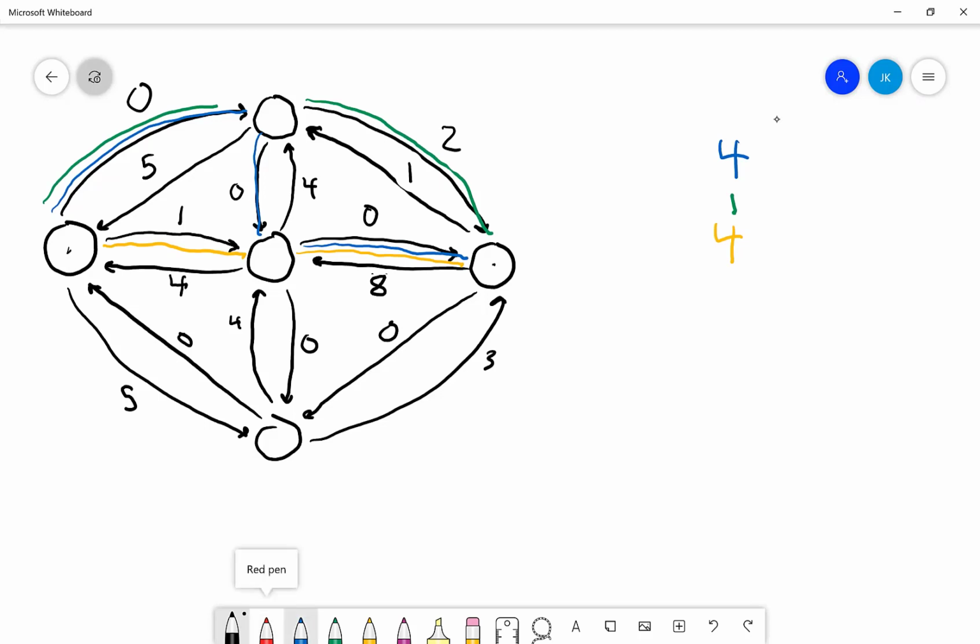Then the next route that we had was the purple route. It was following this path and this path, and this was a total of 3 units of flow. And just like before, we will reduce the amount of flow available on each one, so that 5 becomes a 2, this 3 becomes a 0, and we have 3 units that go backward on that path. So we increase each of those by 3.